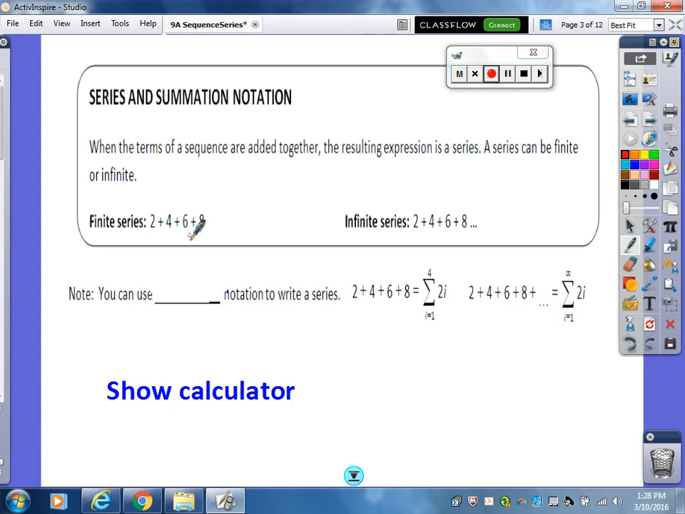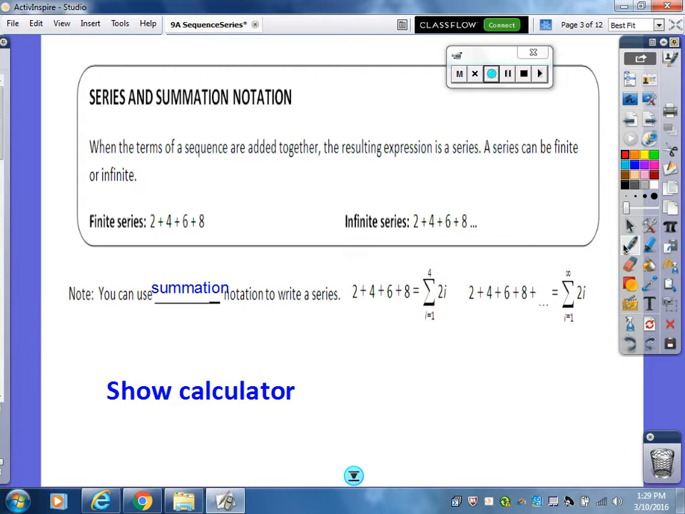So note, we can use what we call summation notation to write a series. This is my summation notation. This Greek letter sigma stands for sum. We're going to add them up. And in class, I'll show you how to use a calculator to do this also. So on your SOL, you're going to have the use of a calculator.